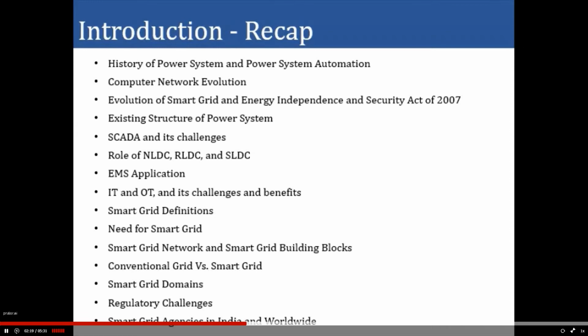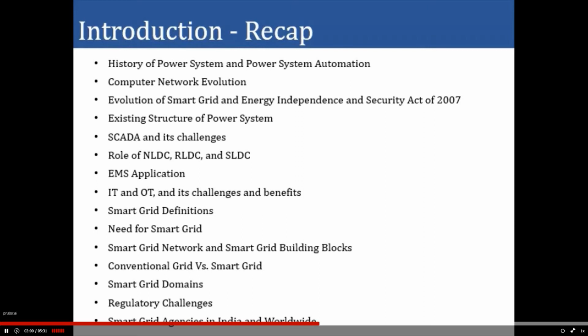We also discussed the energy management system application, how the data flows from SCADA to EMS, what are the various components of energy management system applications, what are the use of those components in monitoring and control of the power system network. Then we discussed the IT and OT, that is the difference between information technology and the operations technology, and what are the various challenges in the adoption of IT and OT convergence, and what are the benefits we will get when we merge IT and OT.